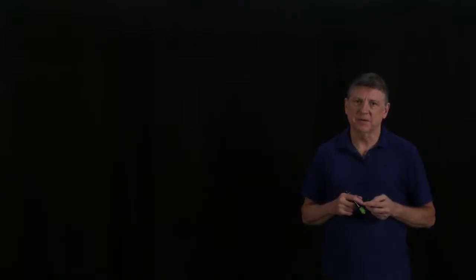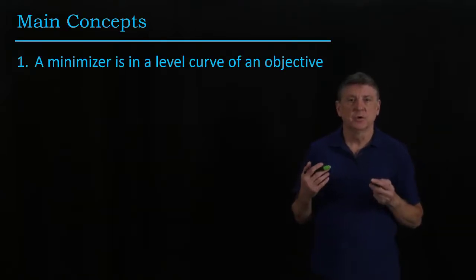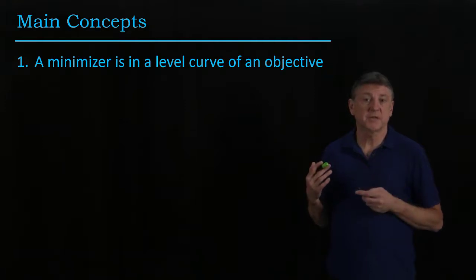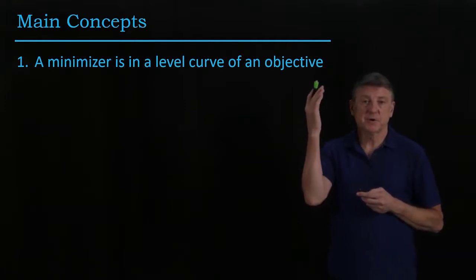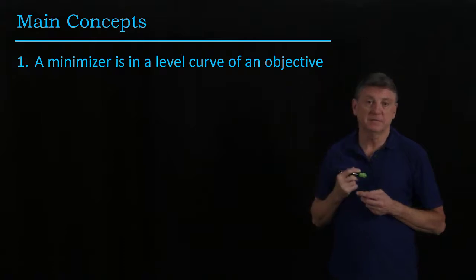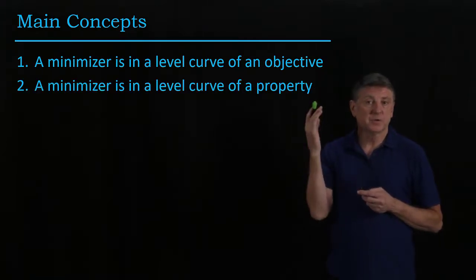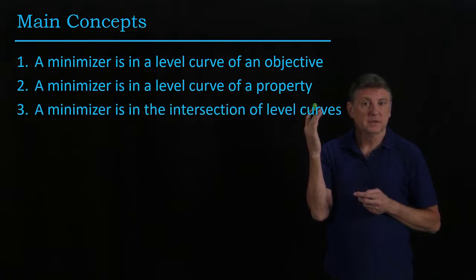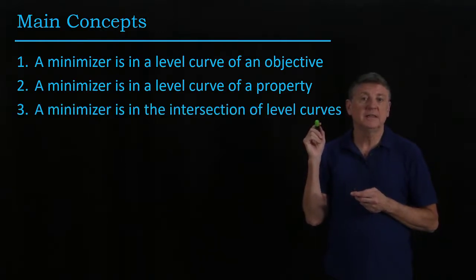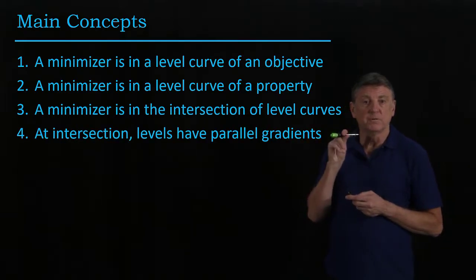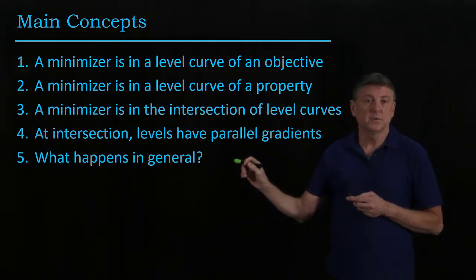Welcome. In this lecture, which has multiple sessions, we'll explore some of the intuitions behind a Lagrange multiplier. The main concepts that we'll go through is that for a constrained optimization problem, a minimizer of that constrained problem is on a level curve of an objective function. That minimizer is also on a level curve of a property function. And indeed, it's at the intersection of these level curves. So what we'll find is in our examples, these level curves have parallel gradients at that intersection. And we're curious about what happens in general.